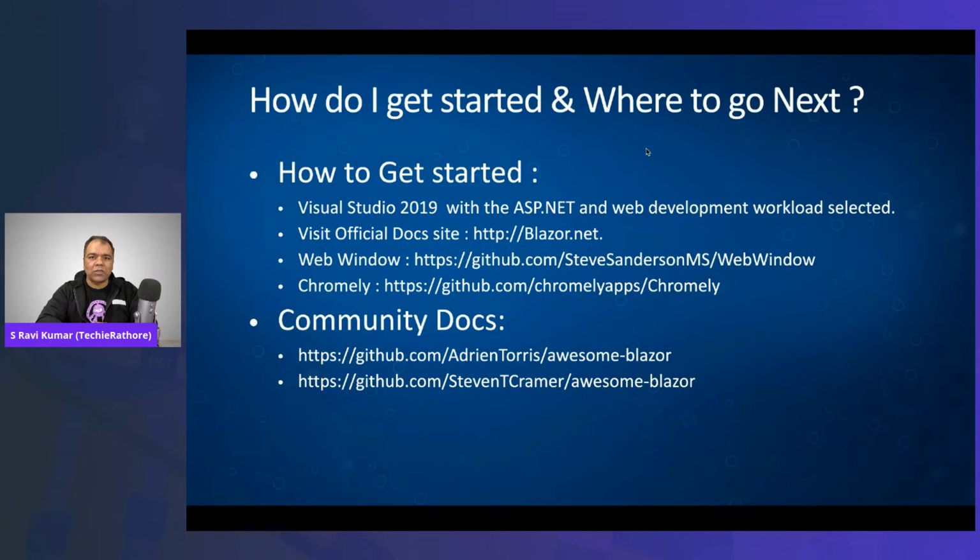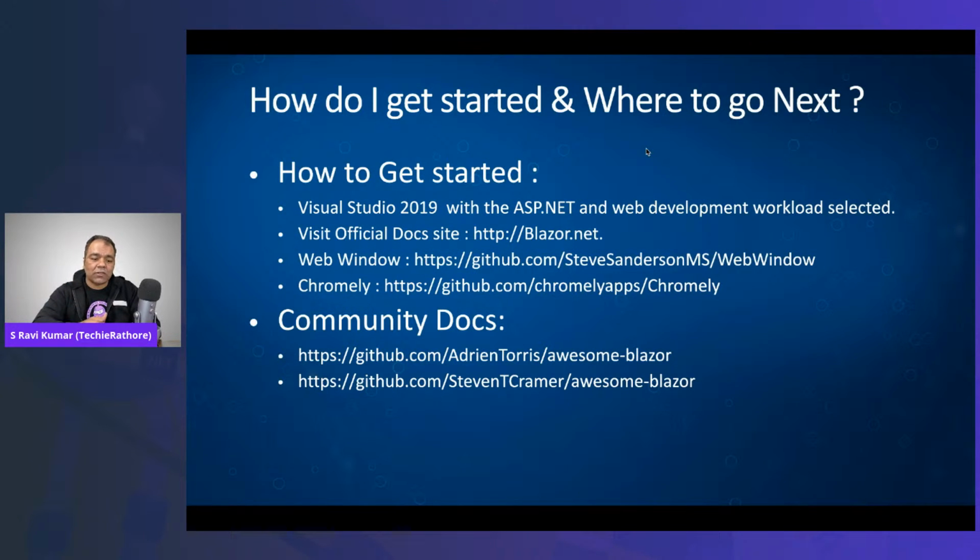Workload is the new term which they started to use after the new setup they provided with Visual Studio 2017. So you have the option to select different workloads. A workload is basically a collection of components to do a particular kind of work. So if you want to do desktop development, you will select the desktop workload. If you want to do web development, you can select the web workload. That is a Visual Studio setup thing. So in Visual Studio 2019, you can do that. Then the official doc site is blazor.net, or you can go to docs.microsoft.com, and from there you can do that.